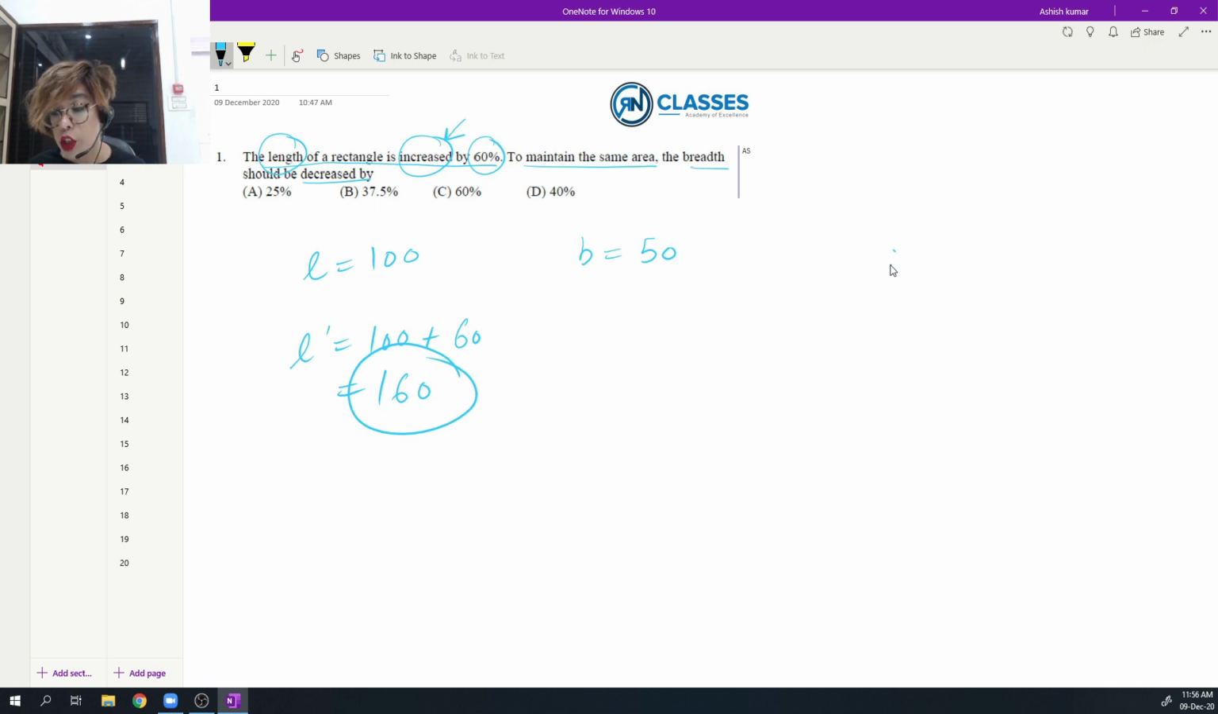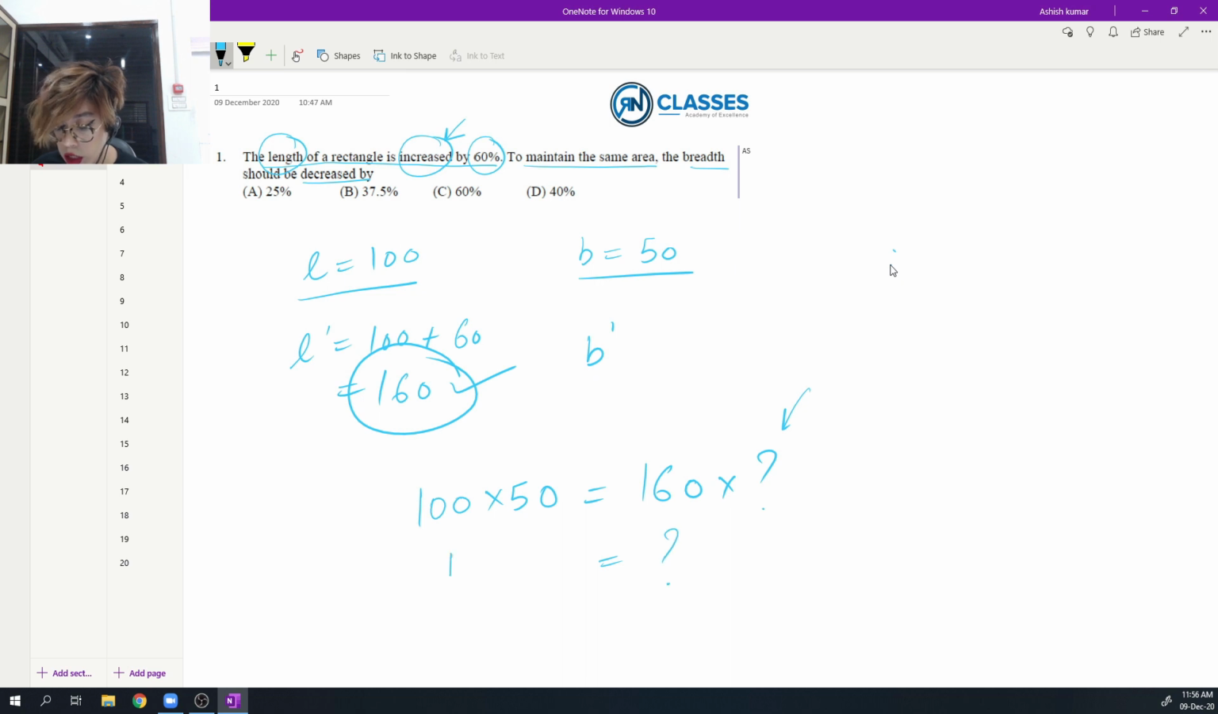Now I need to see what should be my new breadth, like how much the breadth should change so that the area remains the same. So initially area was 100 into 50, right? Now the area will be 160 into question mark, because I don't know what is the new breadth. In fact, I need to find that. So let me find the question mark. So this is 100 into 50 whole divided by 160. So 0, 0 gets cancelled. So this is 8, this is 50, and this is 4, this is 25. So that means question mark is equal to 125 by 4.